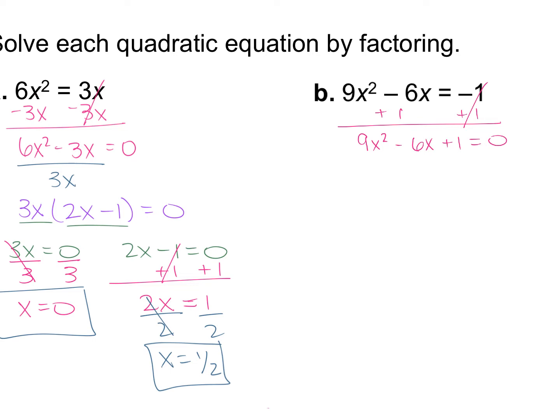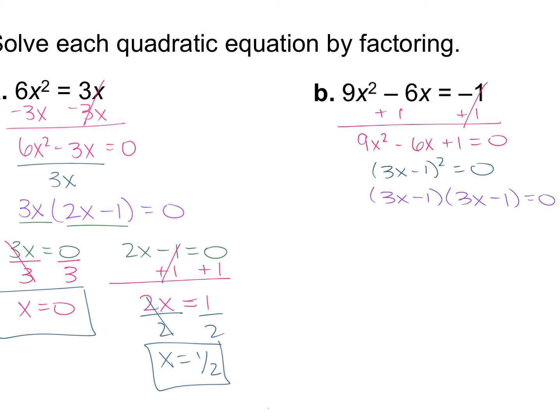Since your a is something other than 1, you could multiply your a and your c term, find the factors that replace your b, then factor by grouping. However, this is a perfect square trinomial, so that means that you're going to take the square root of the first term, which is 3x, take the square root of the last term, which is 1, multiply it by a -2 since the middle term is negative. That gives you that -6x. So this factors to give you 3x minus 1 to the second power is equal to 0. This is also 3x minus 1 times 3x minus 1 is equal to 0.